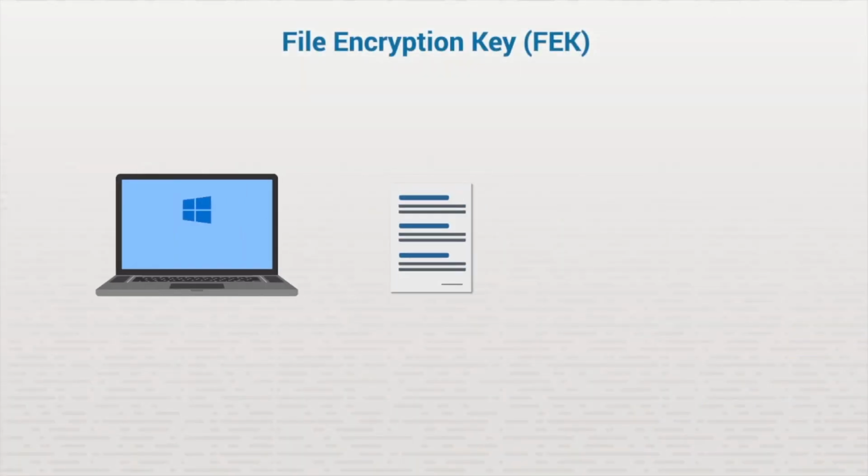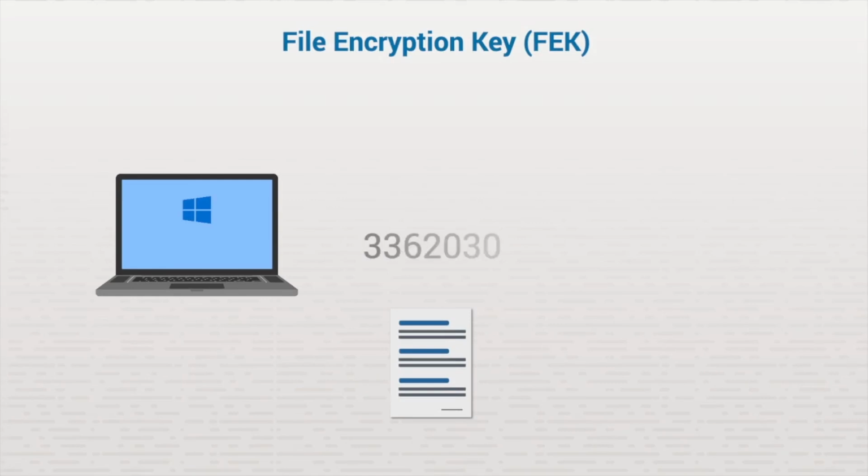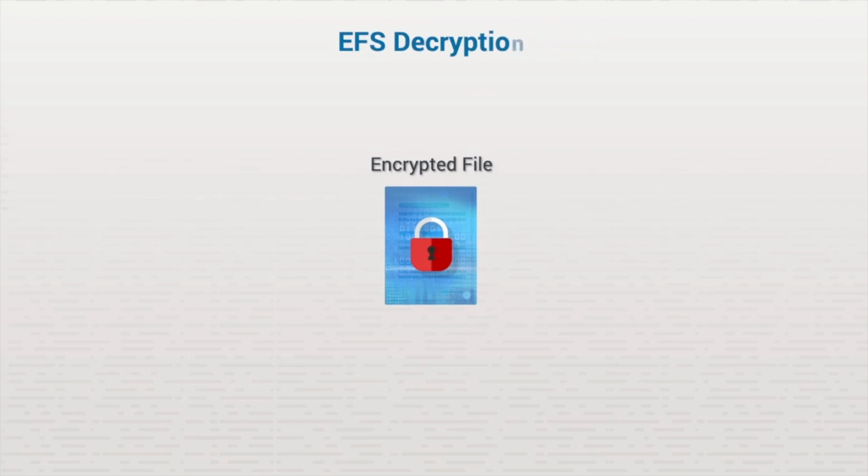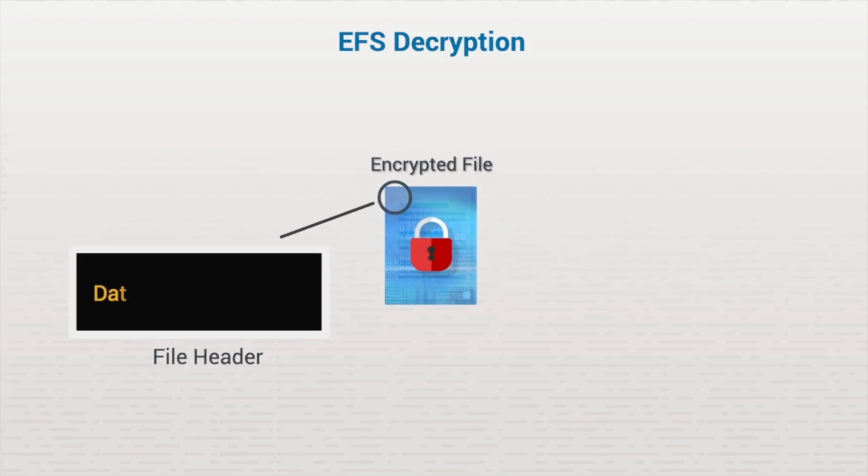When you want to encrypt a file, Windows generates a pseudo-random number called the File Encryption Key, or FEK. Windows uses the FEK with the AES encryption algorithm to encrypt the file. To further protect everything, the FEK is then encrypted using the user's public key and stores the encrypted FEK in the file's header in a special location called the Data Decryption Field, or DDF.